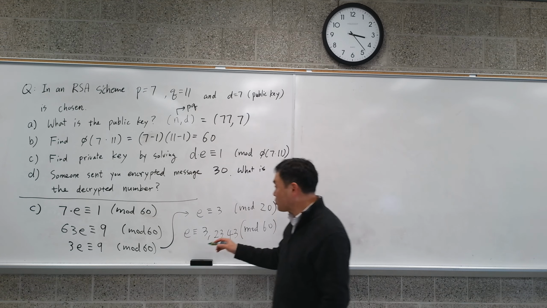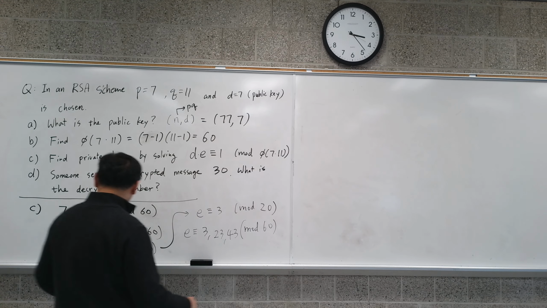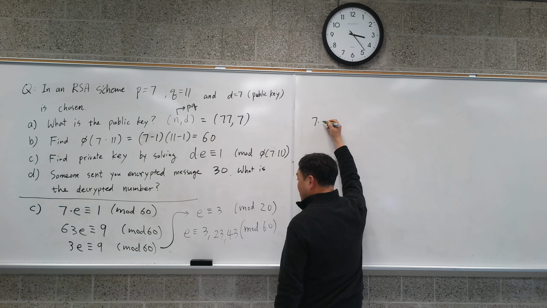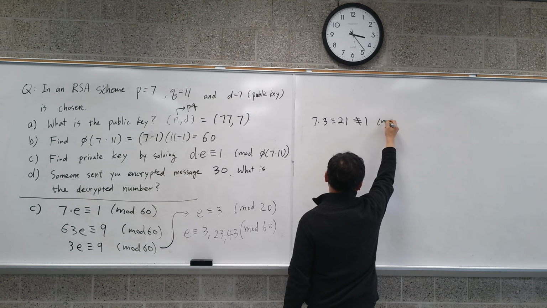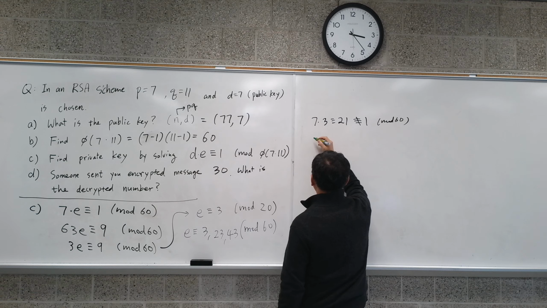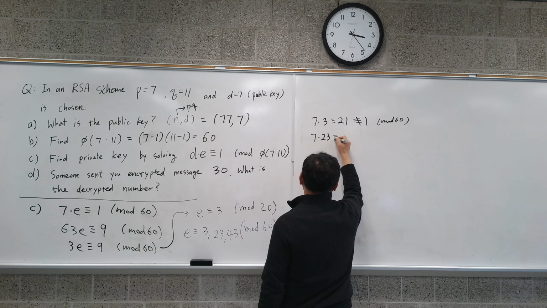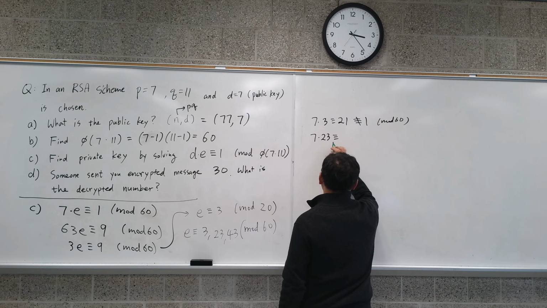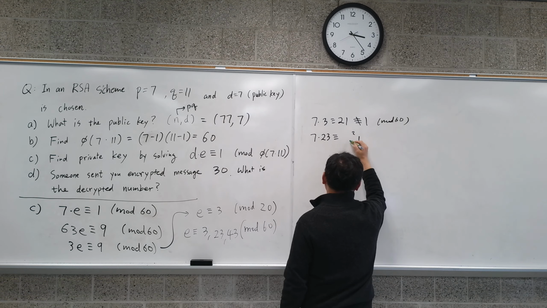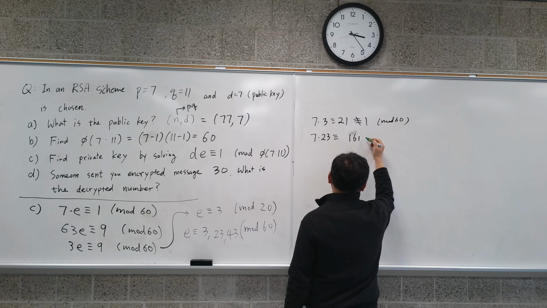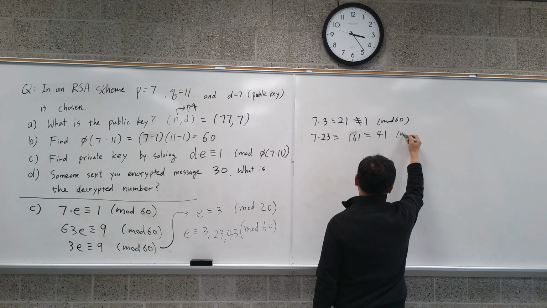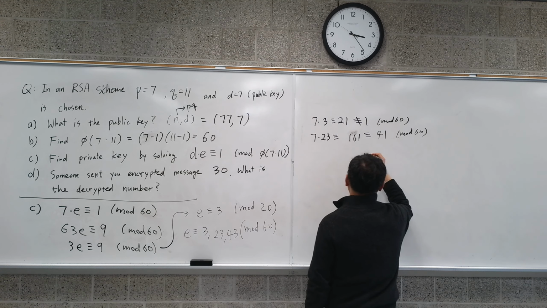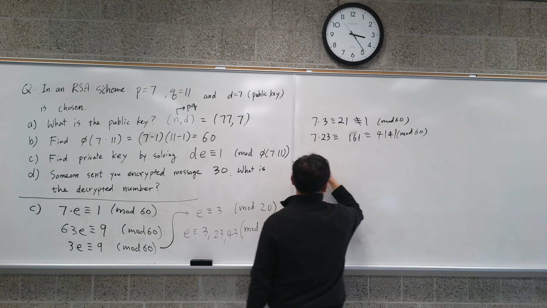Yeah, but let's go back and check if any of these are solutions. So let's see, 7 times 3 is 21, and that's not equal to 1 in mod 60. So that's no good. 7 times 23 is, what is that? 7, 21, 14, 161. 161, if you subtract 120, that's congruent to 41 mod 60. So that's no good either. That's not equal to 1.